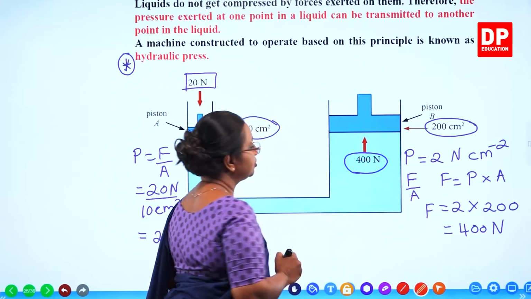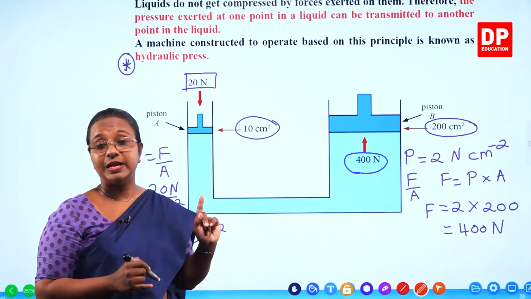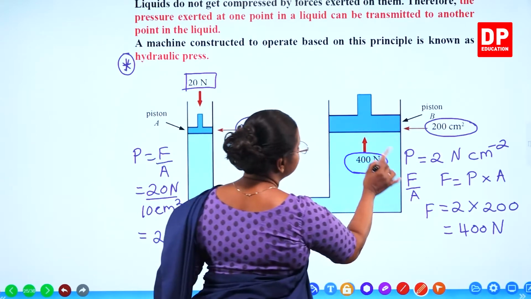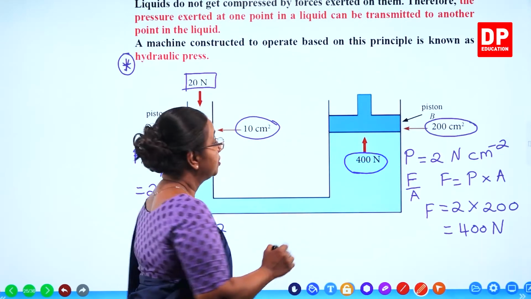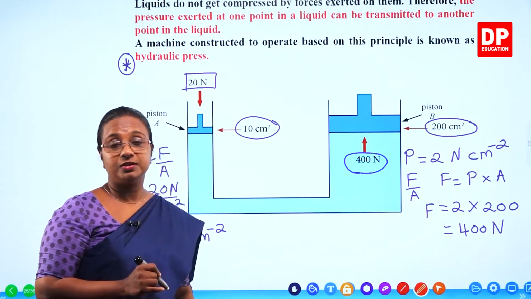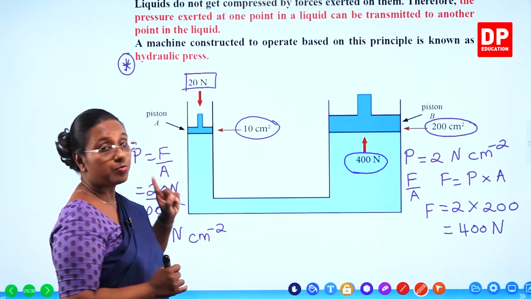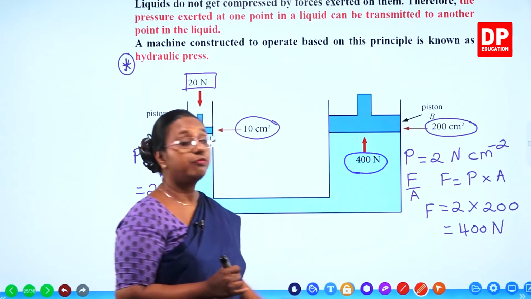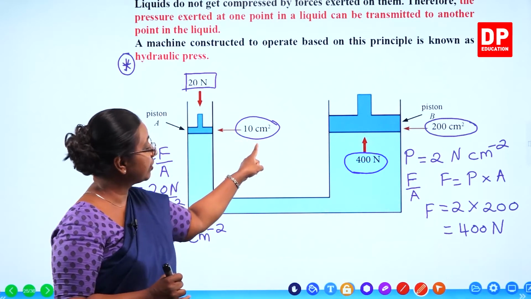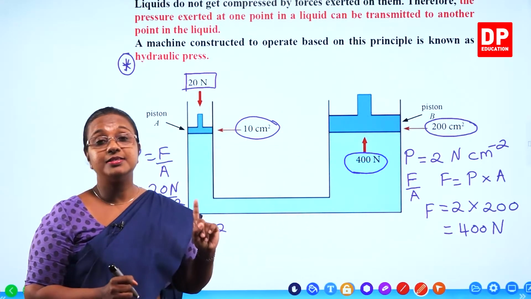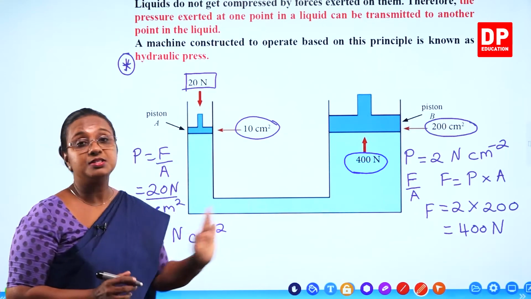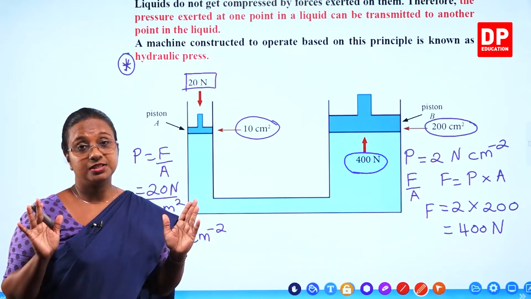That is what is shown there. So, by applying a 20 Newton force here, the pressure is transmitted through the liquid and that exerts a force of 400 Newton there. So, this piston, the large piston, will be pushed upwards with a force of 400 Newton. So, can you understand that? You apply a small force, 20 Newton. That becomes 400 Newton there. Why? Because the area is less here, 10 centimeter square. Here the area is 200 centimeter square. And that is possible because liquids transmit pressure. Is that clear to you all, students?